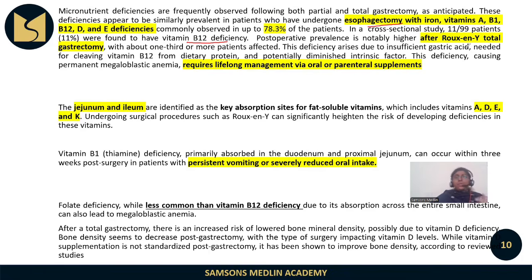Now, you know that in the case of vitamin B12, for its proper absorption into the body, it requires the presence of gastric acid and also it requires the presence of intrinsic factor. Okay.